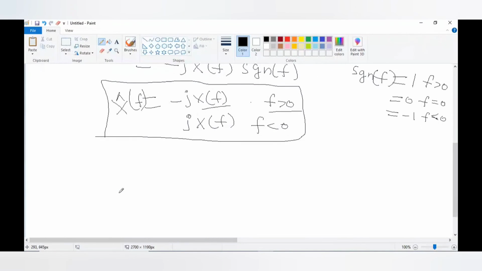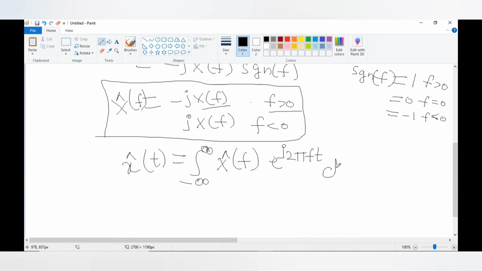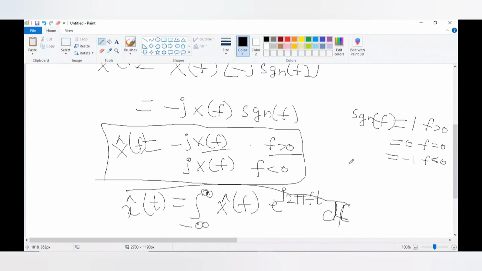And after finding this, we don't need x cap of f, but what we need is x cap of t. So x cap of t can be obtained by taking minus infinity to plus infinity x cap of f into e power j 2 pi ft. It means that we need to take the inverse Fourier transform. The integration should be with respect to df. This is how we find the Hilbert transform.